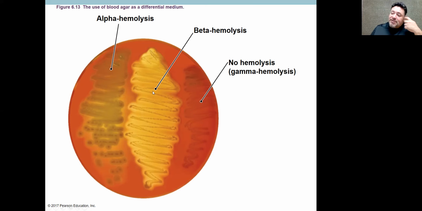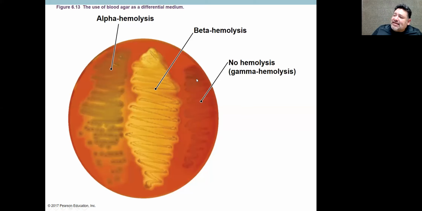So these organisms, if they're breaking down the red blood cells, what they're doing is breaking them in order to steal the heme and steal the iron for the electron transport chain. And the reason that this is a problem is because if it's doing it on a petri dish, chances are it's doing it in your own body as well.